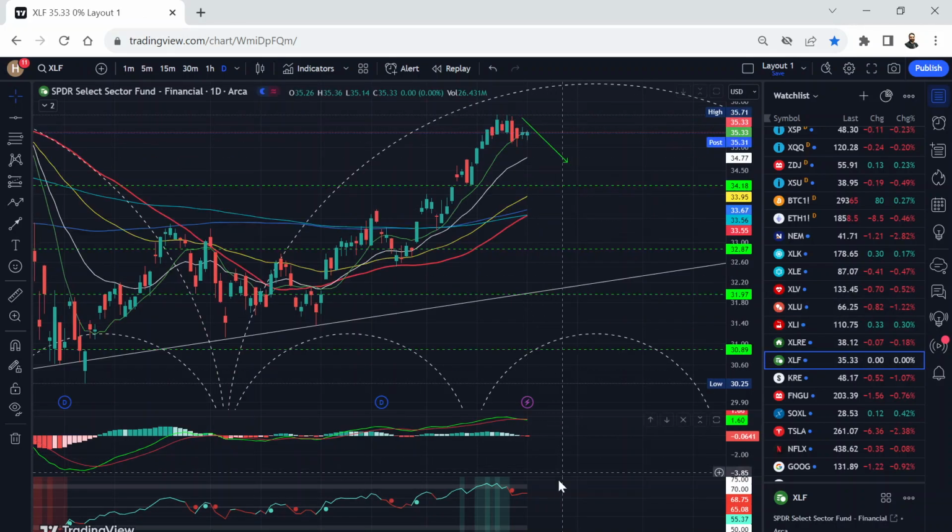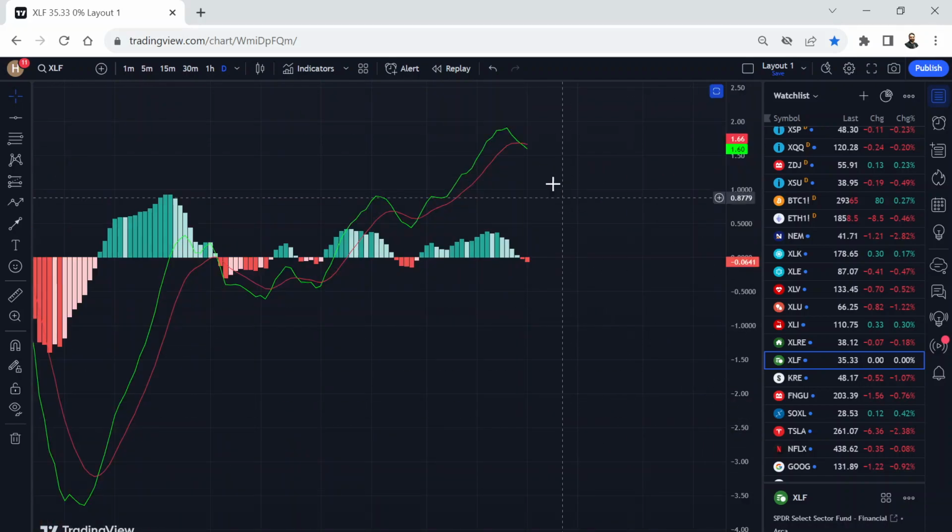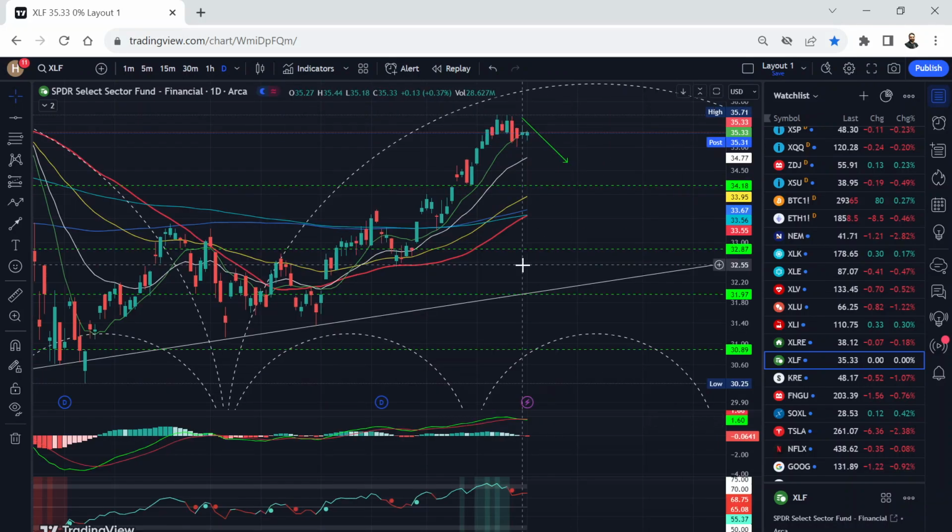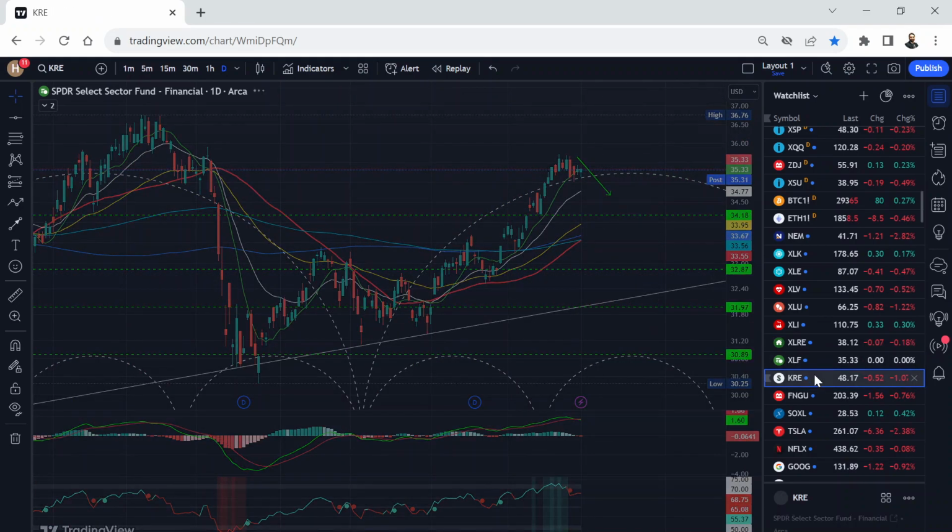XLF flat. Yesterday I told you, got a red dot here and you can see green line. If I zoom in, green line is below red line, which is a bearish sign. Looks like it's getting ready to go to the downside.